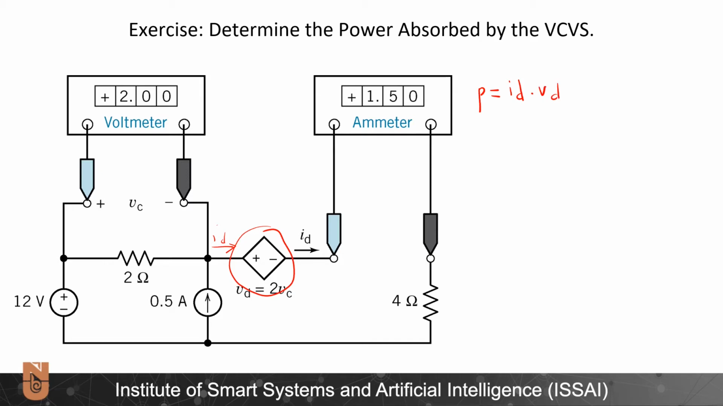ID is very simple because the current ID is passing through this element, then here, then it passes through the ammeter and then goes this way. And the ammeter shows the value of 1.5 amperes.